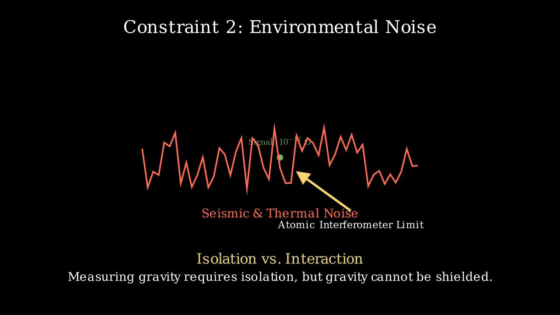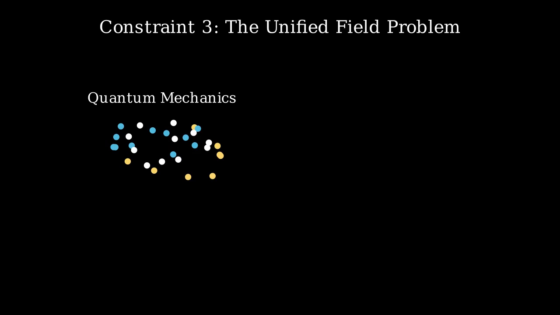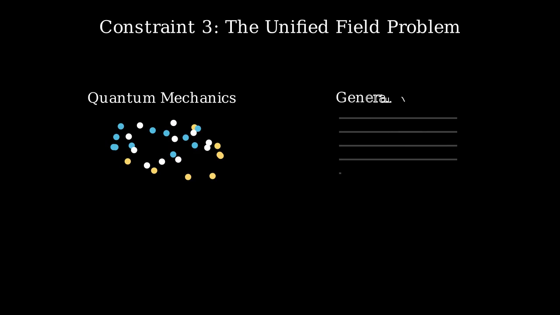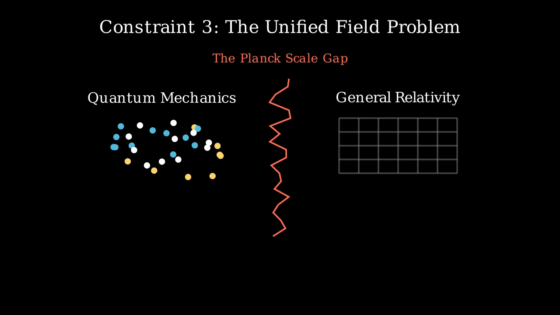While atomic interferometers push the boundaries of precision, we face a paradox. Measuring gravity requires extreme isolation, but gravity itself cannot be shielded. Perhaps the deepest challenge is the unified field problem. On one side, we have quantum mechanics describing the discrete world of particles. On the other, general relativity explains the smooth, continuous fabric of spacetime. A massive gap exists between them at the Planck scale. When we try to combine the wave function of quantum states with the field equations of relativity, the math simply does not resolve.